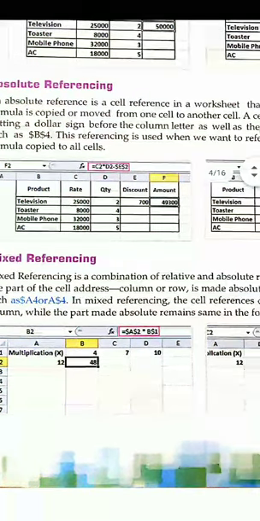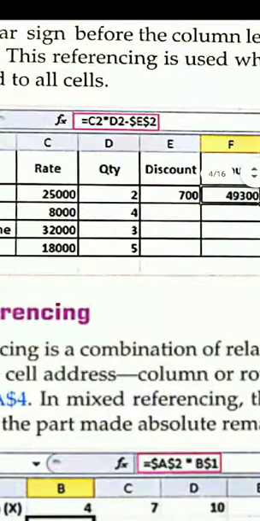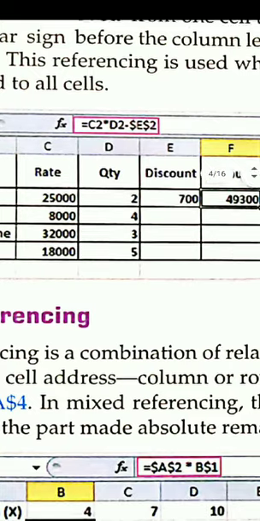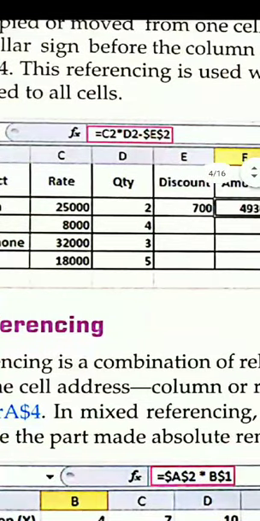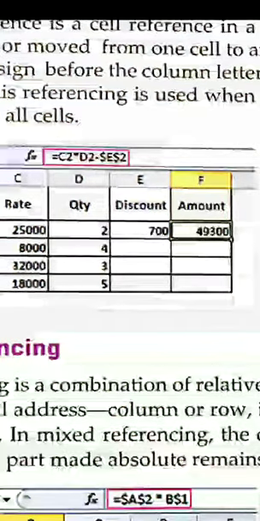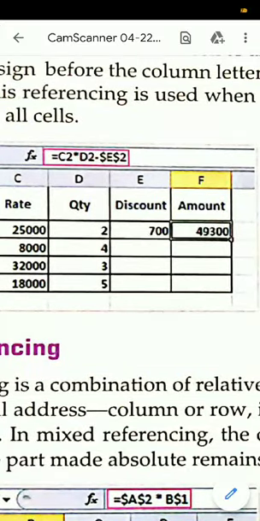So look here. 25,000 into 2, the rate is 25,000. I am talking about C2, and D2, 25,000 into 2. This is relative referencing. Here in the formula you see C2 into D2 minus $E$2. $E$2 means column E, at row number 2. After the $, 2 is a row number.